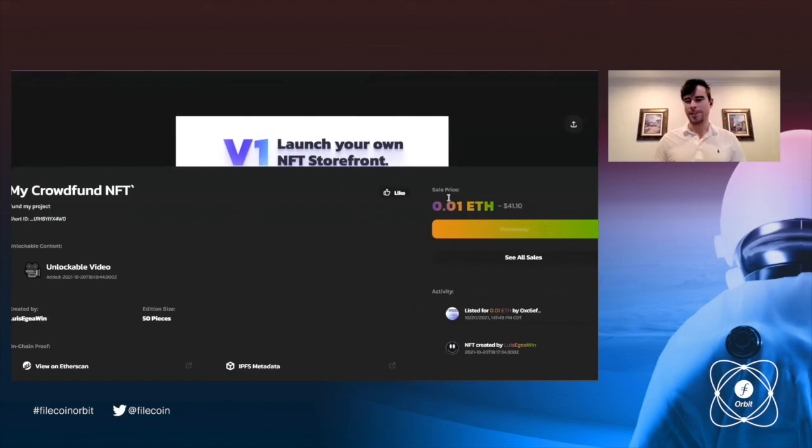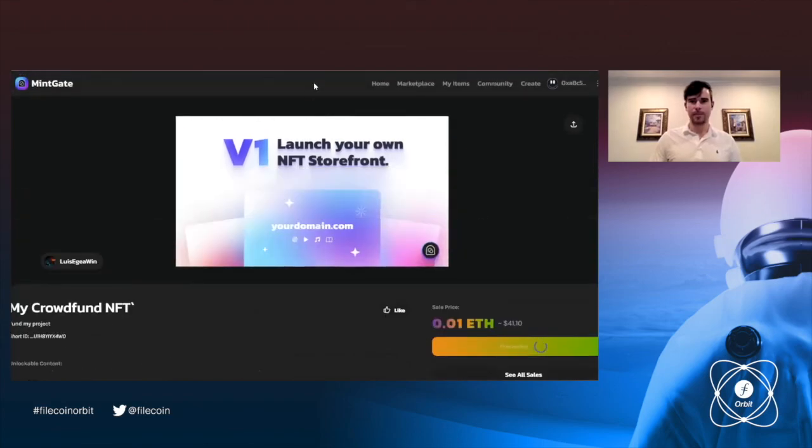And then, yes, we're on mainnet here, so naturally the gas fees are a little bit higher. We'll be adding support for Flow and Polygon coming shortly, but right now mainnet is a little bit more expensive, unfortunately. Okay, and that's everything.